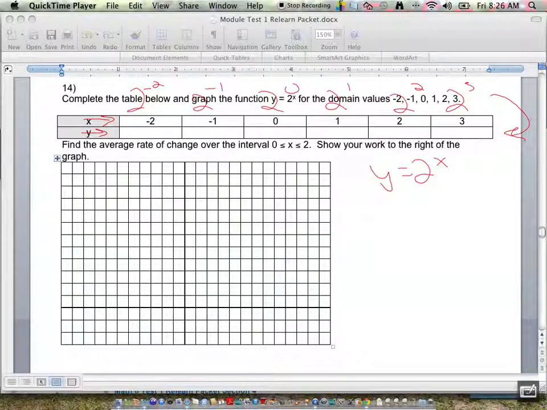The best way to do this is on your calculator, and I would strongly suggest, later in the year we'll be able to do it in our head, but for now we'd use the calculator. I strongly suggest you put that negative 2 in a parenthesis. If you don't, I'm not sure it'll work out well. So 2 to the negative 2.